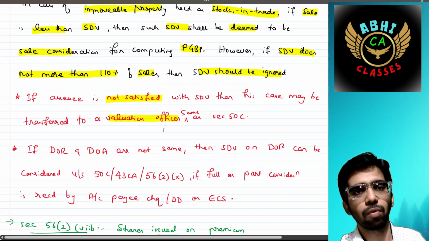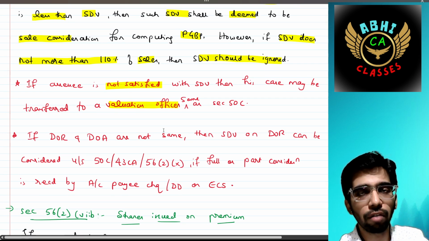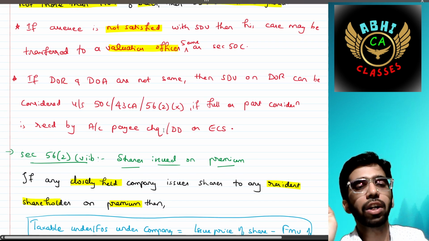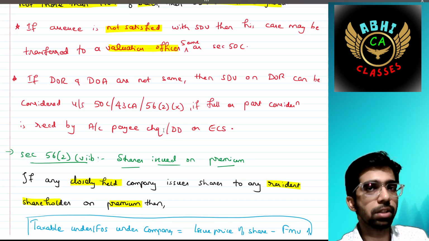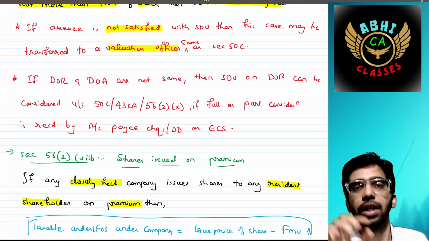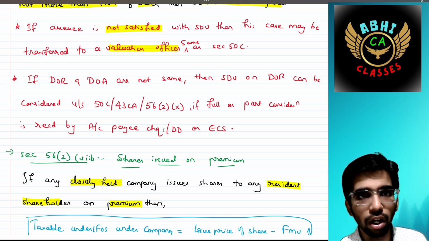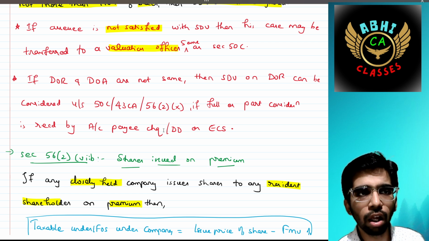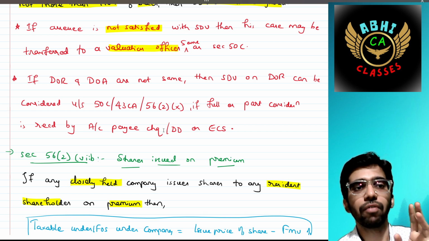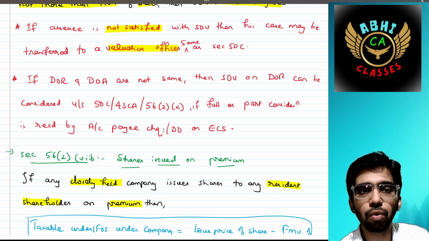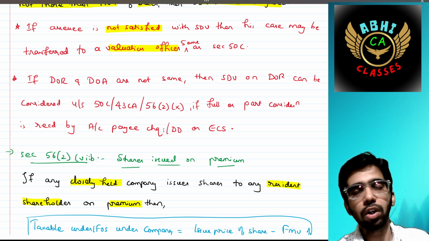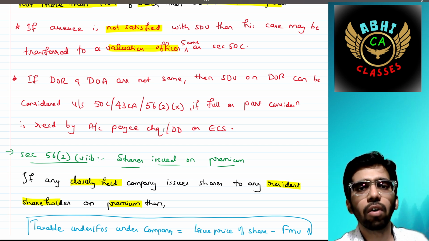If the assessing officer is not satisfied with HDB, then he can refer the same to the valuation officer, same as section 50C. If the date of registration and date of agreement are in conflict, that means they are not on the same date, then HDB on the date of agreement can be considered, under section 50C, 43CA and 56(2)(x), if full or part consideration is received by account payee cheque or DD or ECS. This is the same concept we have already covered.